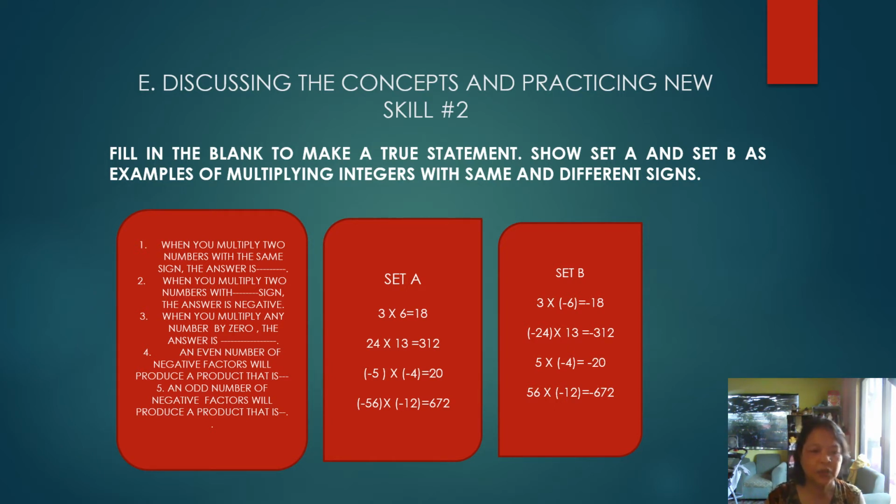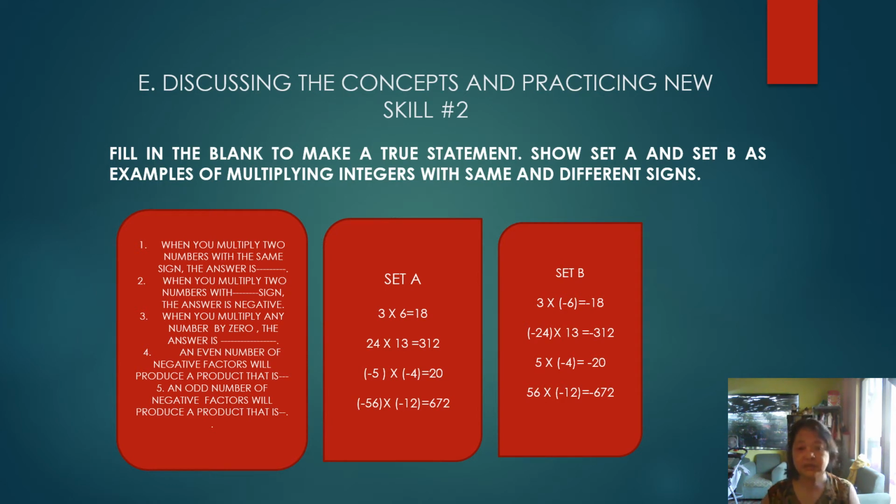Number three, when you multiply any number by zero, the answer is what? Students, what is the answer? So the answer is, okay, very good. Number four, an even number of negative factors will produce a product that is. What's the answer? Okay, thank you. Five, an odd number of negative factors will produce a product that is. Okay, thank you. Good job.